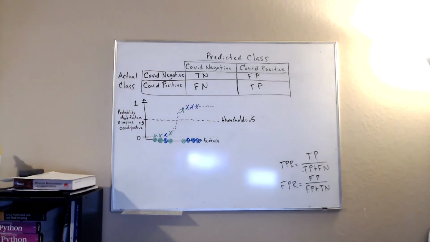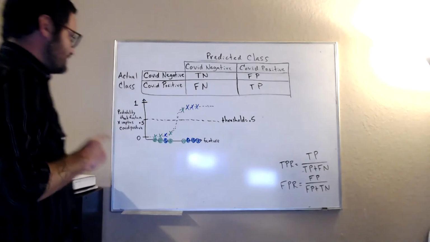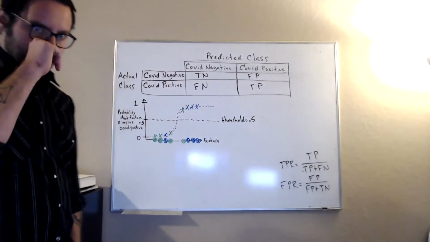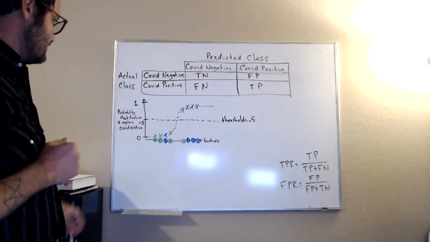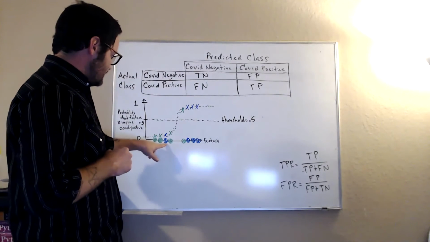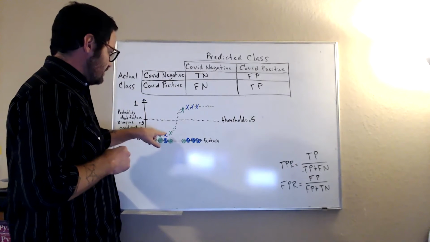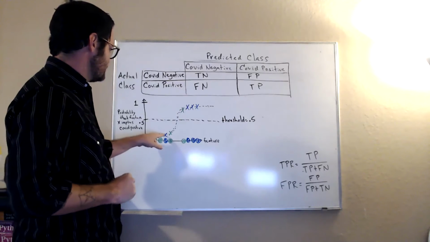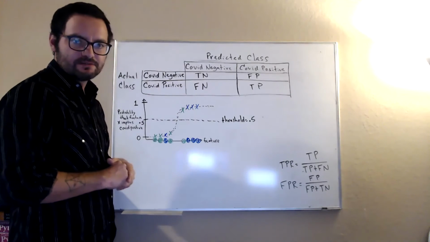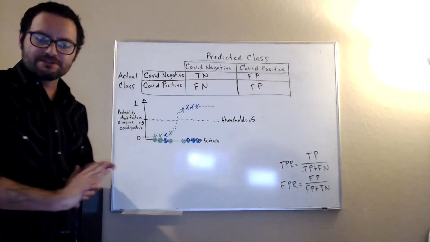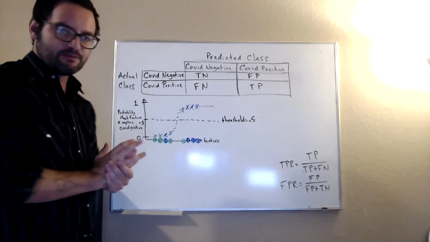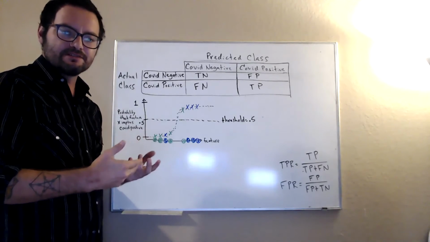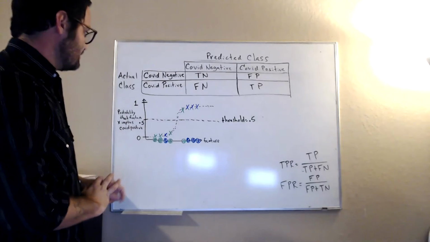But thinking about how contagious COVID is, if we look here, this person was COVID positive, but under this model, we wouldn't have predicted that they were positive, right? And that's bad, because COVID is so contagious, we want to ensure that we predict everyone that has it to be positive.